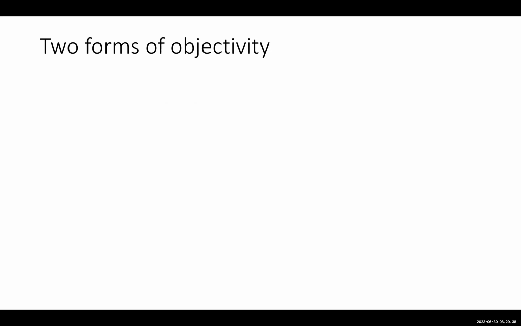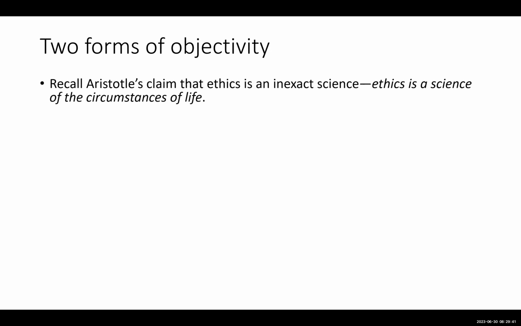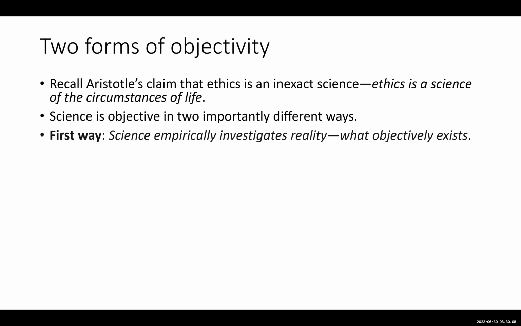So let's return to what Aristotle said about ethics. Remember, he said that it's an inexact science. It's a science of the circumstances of life. Let's accept this, at least for the sake of our current discussion. Now, notice that science is objective in two different ways. On the one hand, science is empirical. It investigates reality or what objectively exists. We go out and make observations. We run experiments. So in that regard, science is considered objective.